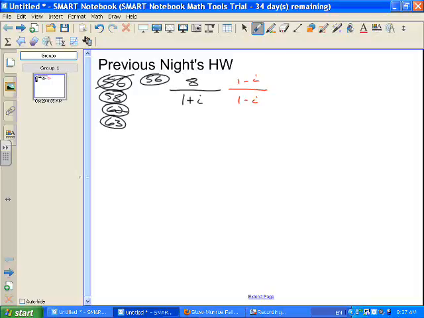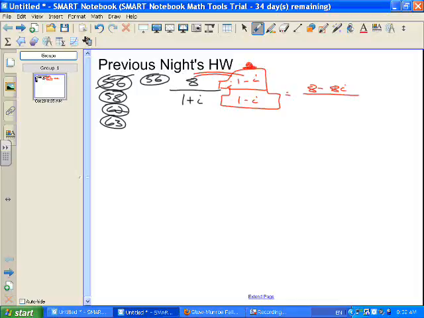Right? That's a pretty fancy one in disguise. Okay? That one's got like a bowler hat. So good. Okay? So when I multiply this one, I just get to distribute the top. So I'm going to get 8 minus 8i.